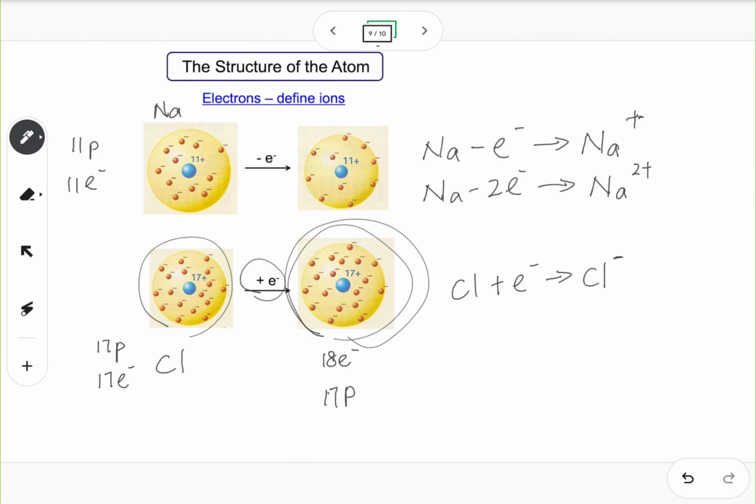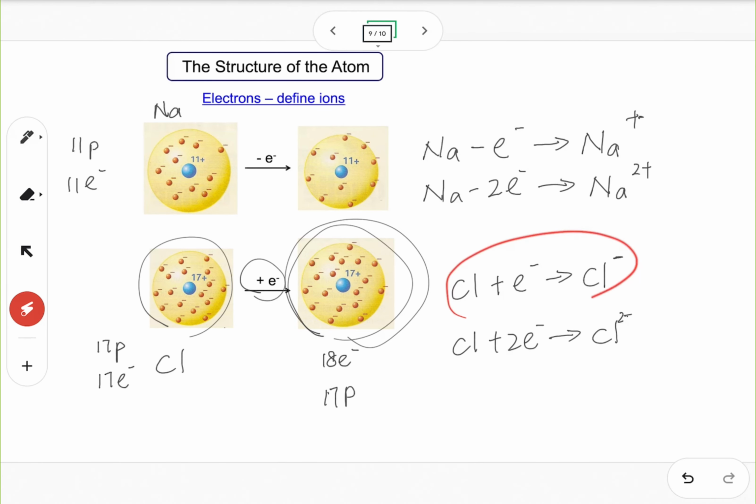Of course, if you provide 2 electrons, then that will be chloride 2 minus. Again, this type of reaction is going to be very, very hard. Most of the time, chlorine will just accept 1 electron to generate the chloride. All right, so this is the video. We need more practice. If you have any questions, let me know.